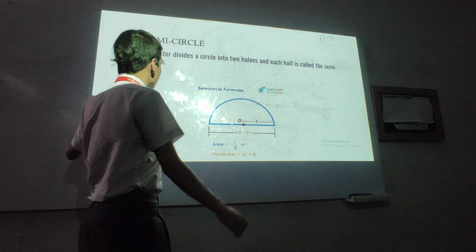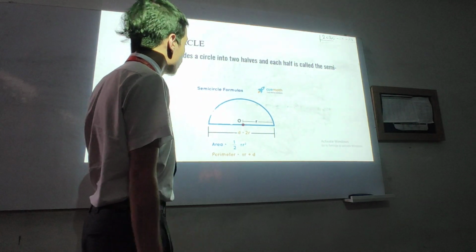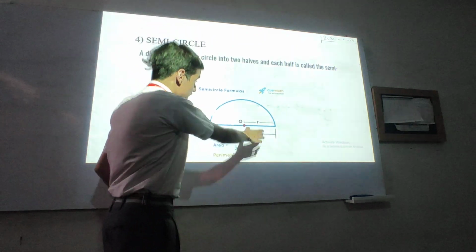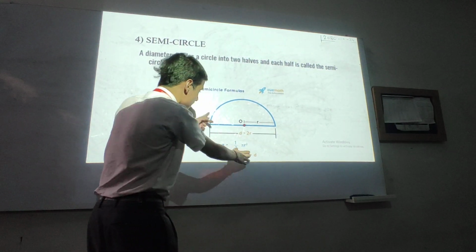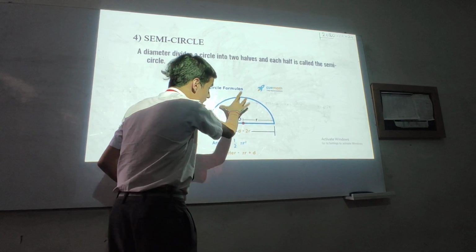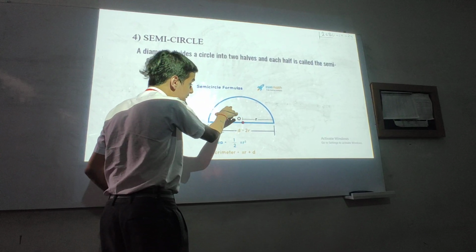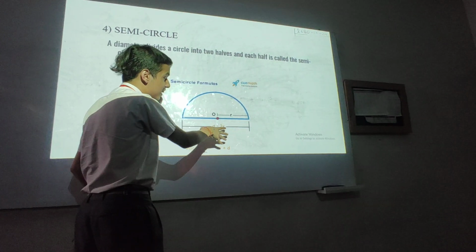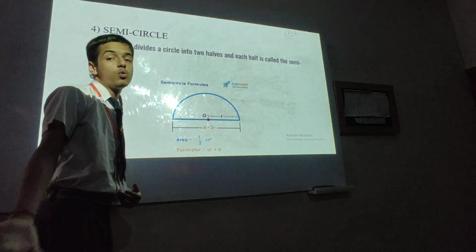Semicircle. A diameter divides a circle in two halves, and each half is called the semicircle. If this circle was a complete circle, this line would be its diameter, and this line divides the circle in 2 equal halves. The area of this is equal to area of this. The perimeter of this is equal to perimeter of this. They are equal.